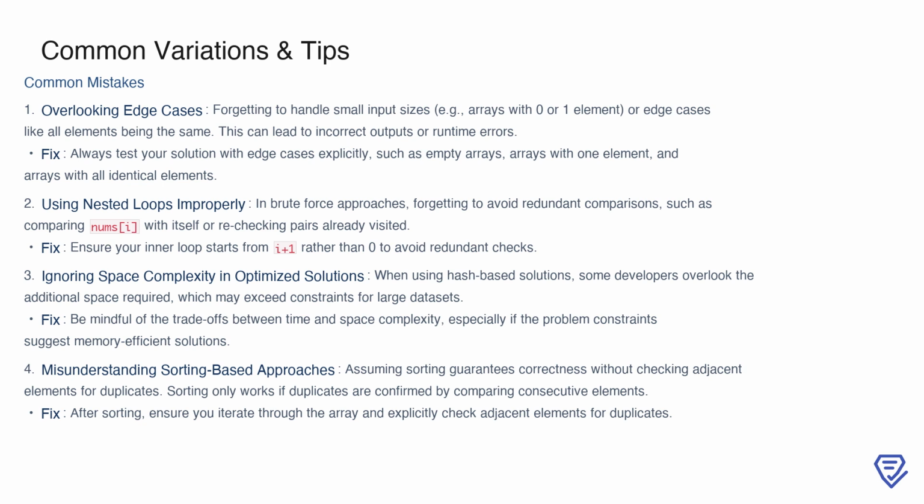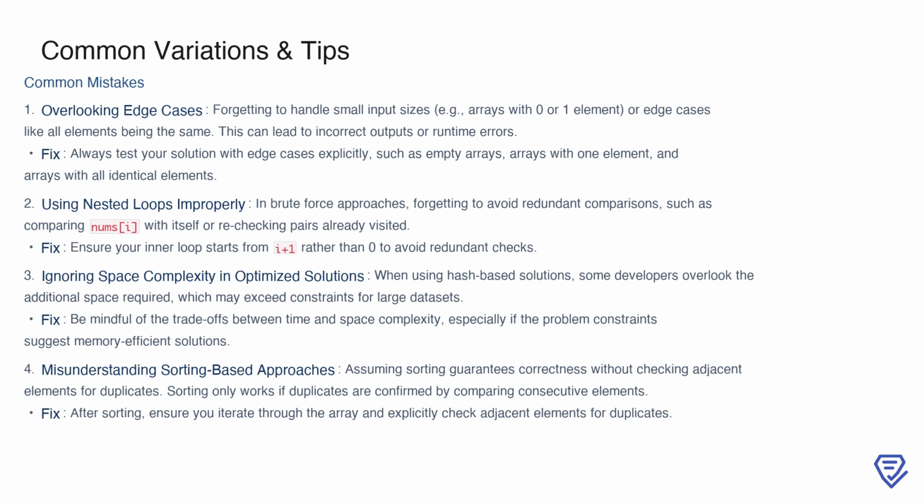Another mistake occurs in brute force approaches, where developers might accidentally compare elements with themselves or check pairs that have already been visited. To avoid this, make sure your inner loop starts from the next index, not the beginning of the array. Additionally, when using optimized solutions like hash-based approaches, it's important to consider space complexity. For very large datasets, the memory overhead of a hash table can become significant and exceed problem constraints. A good practice is to weigh the trade-offs between time and space efficiency.